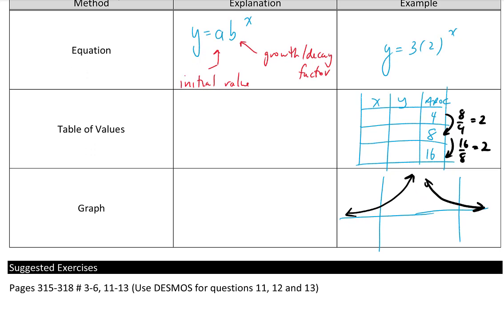Again, for this homework set, there are questions which you will need decimals for, 11, 12, and 13. Good luck.